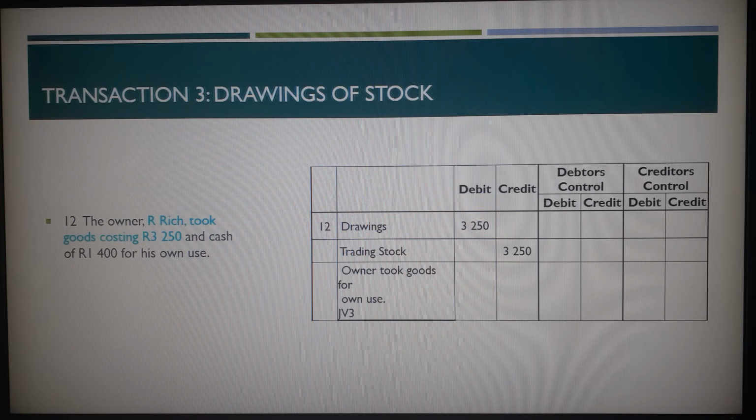Remember that the general journal does not work with cash transactions. We already have a journal where we would record cash drawings, and that is the cash payments journal. So the only portion we would be interested in here is the portion where the owner takes goods costing the 3,250. So moving on to the general journal, we debit drawings and we credit our trading stock because that is the stock that we have removed for our personal use.